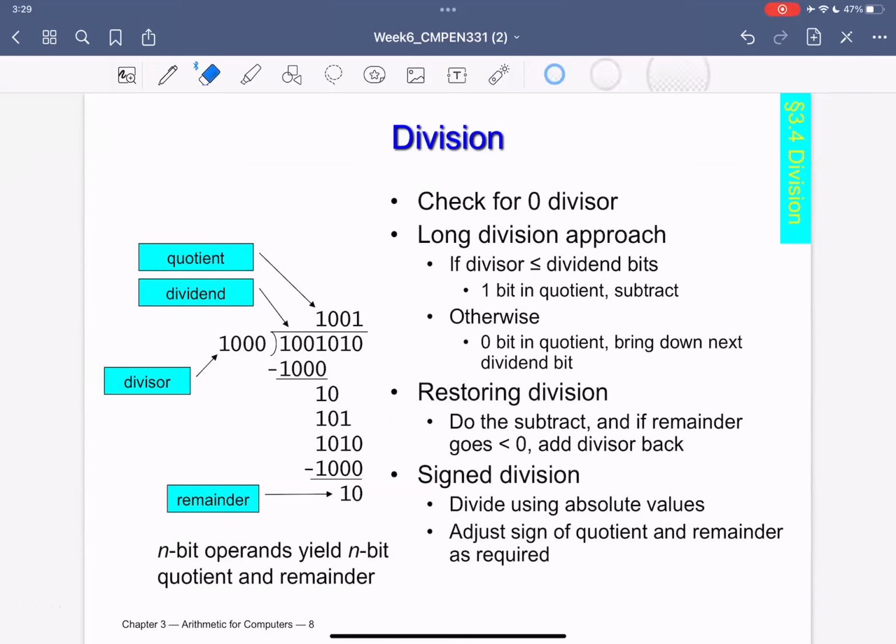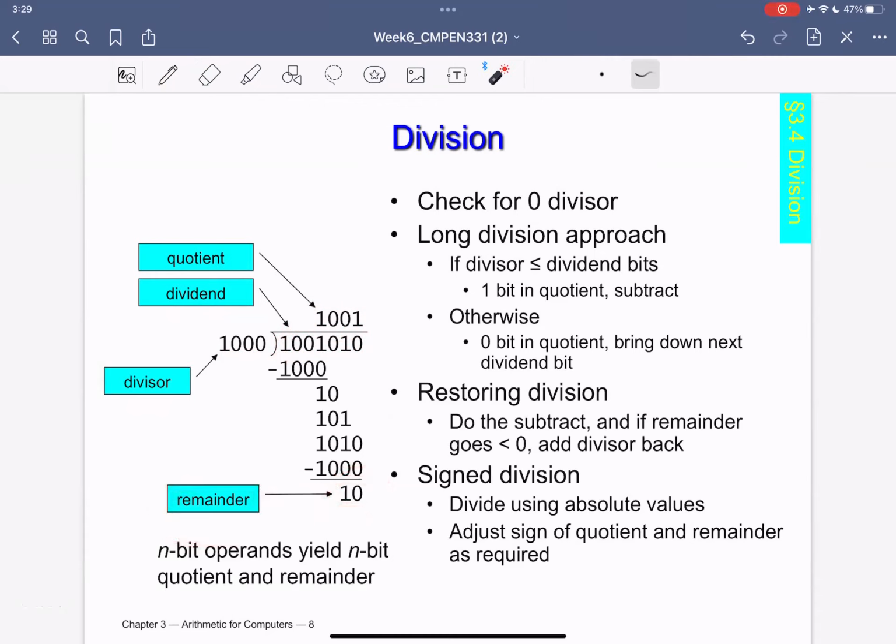Suppose I would like to divide this number with this number. We will refer to that as the dividend. We will refer to that as the divisor. And then the result, we will refer to that as the quotient. And then at the very end, we will refer to whatever I received here as the remainder.